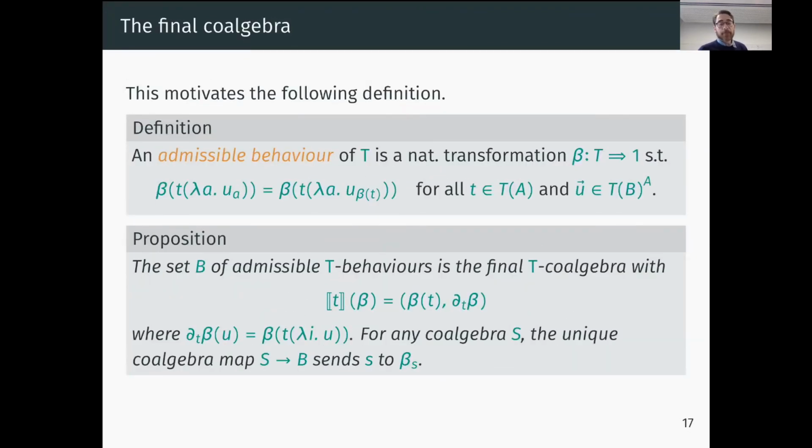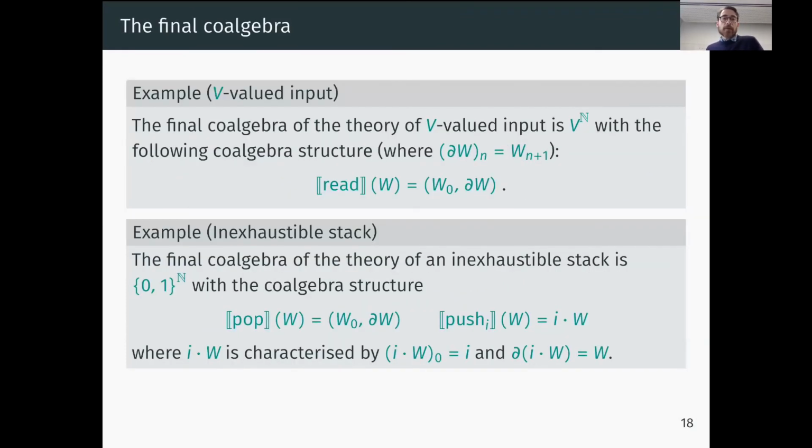Okay, and so you can go away and figure out what these final coalgebras look like in examples. What you find, for example, is the following. The final coalgebra of the theory of V-valued input is telling you the possible things. If I imagine one of these coalgebras for V-valued input, what can it do? Basically, when requested, it can give you a value in V.